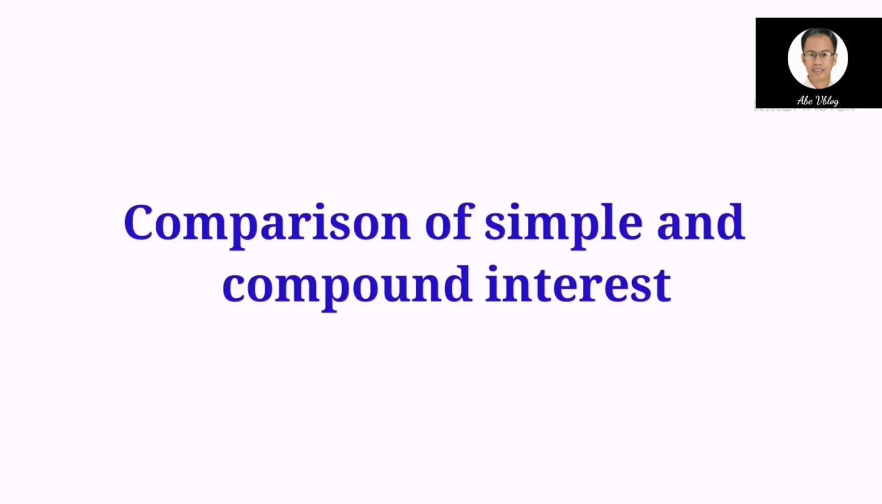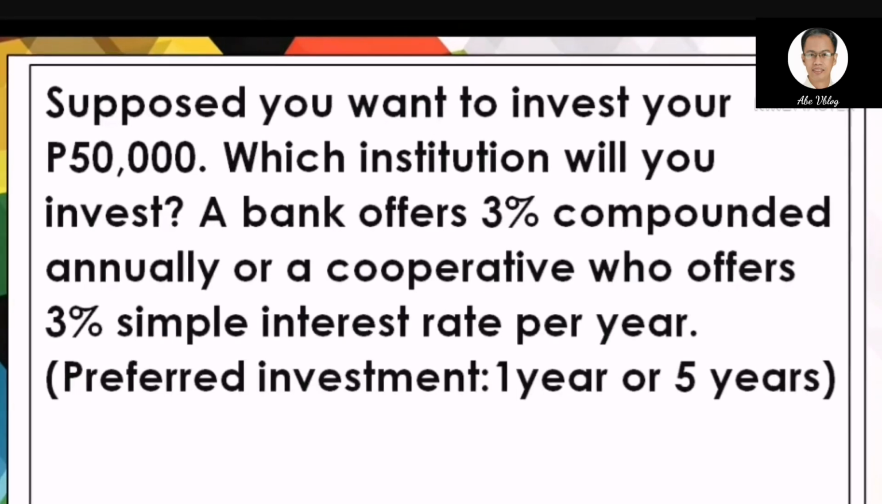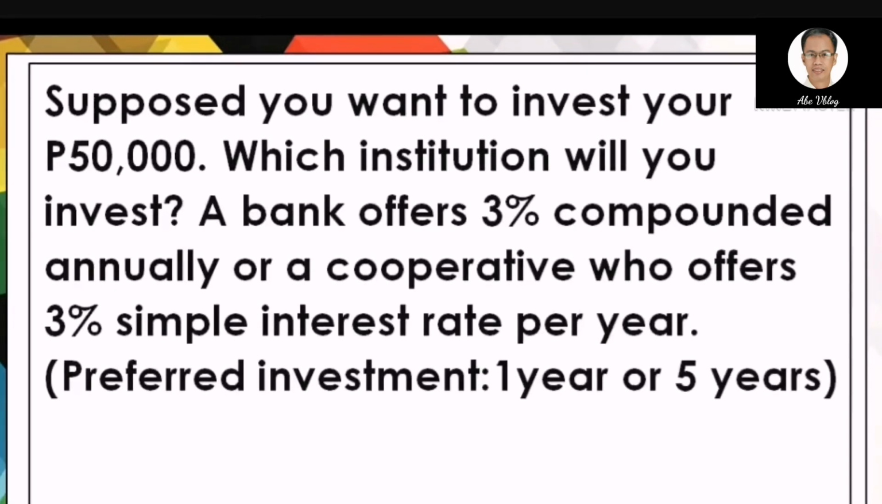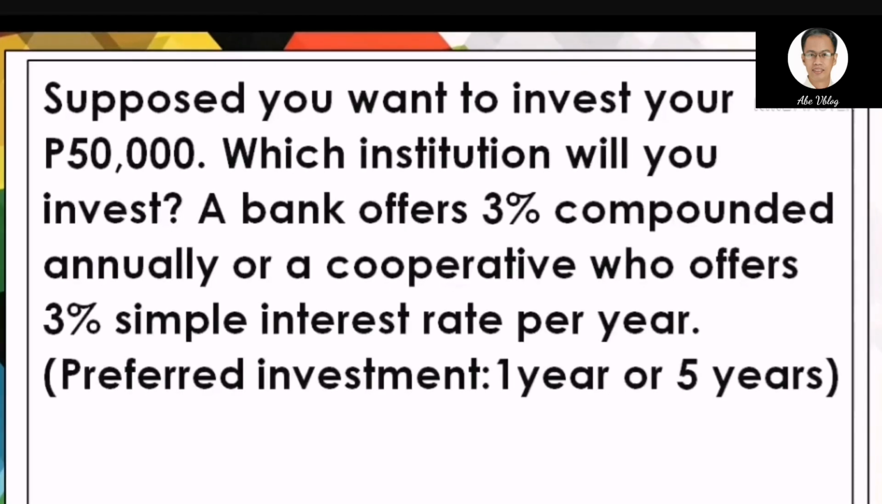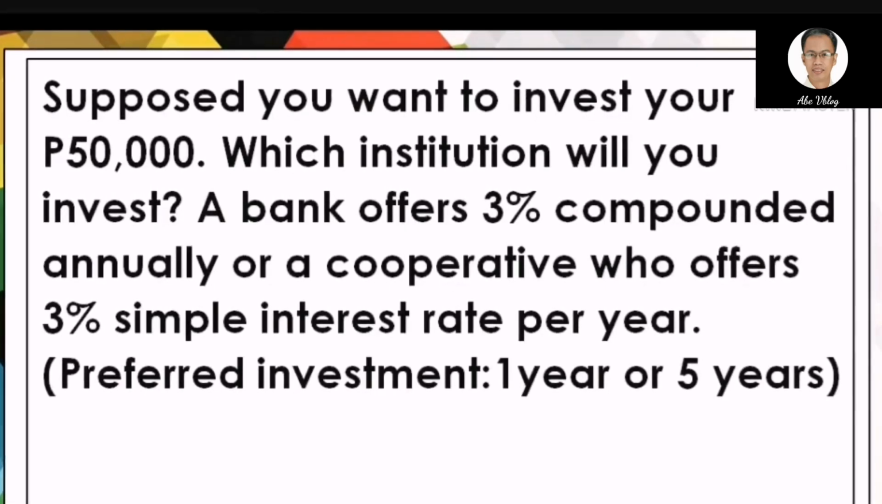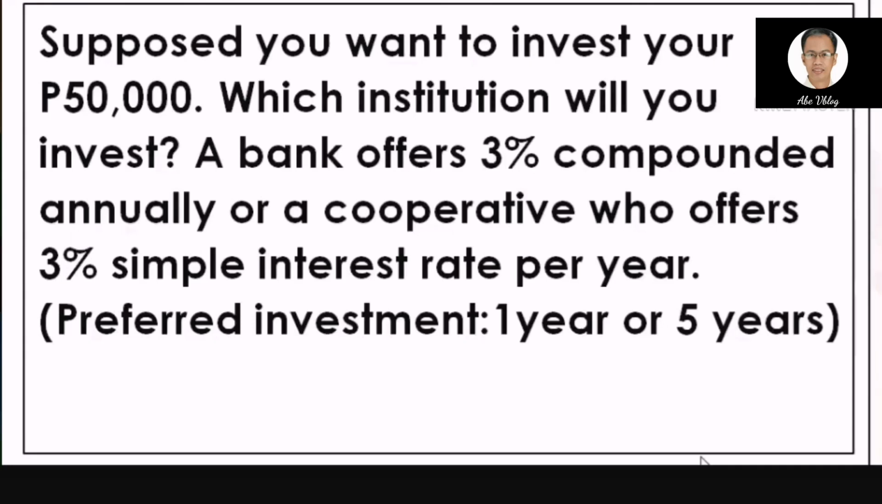Let's have the comparison of simple and compound interest. Suppose you want to invest your 50,000 pesos. Which institution will you invest in? A bank offers 3% compounded annually, or a cooperative offers a 3% simple interest rate per year. The preferred investment term is 1 year or 5 years.